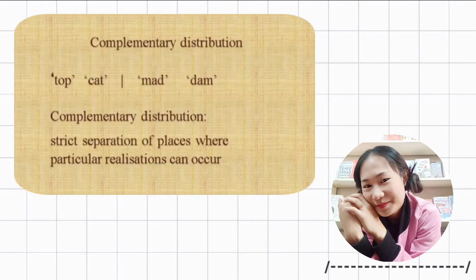Complementary distribution. Complementary distribution is such a separation of pairs where a particular realization can occur. We can see the examples below: top, cat, mat, and dumb. We find that the realization of T in the word top is aspirated when it occurs before stressed vowels at the beginning of syllables. In the word cat, the realization of T is unaspirated when it occurs at the end of a syllable and is not followed by a vowel. The same goes for the words mat and dumb.